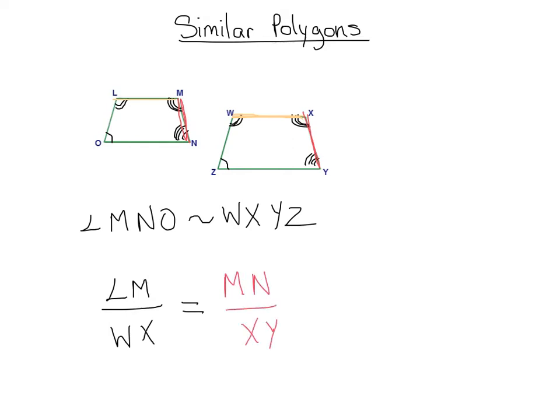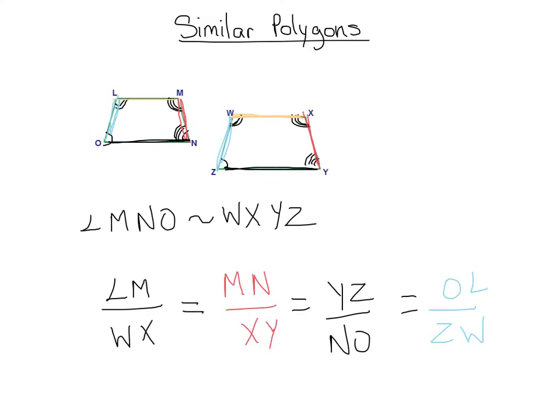And if these polygons are in fact similar, I could go again and I would get the same fraction if I put NO over YZ. And I could go one more time and say, well, how about these two right here? You're going to get the same result if you put OL over ZW. Okay, so all these fractions will be equivalent to each other. So that's what it means when we say that our corresponding sides are proportional. All right, so let's look at an actual example with numbers, and this will become so much clearer.